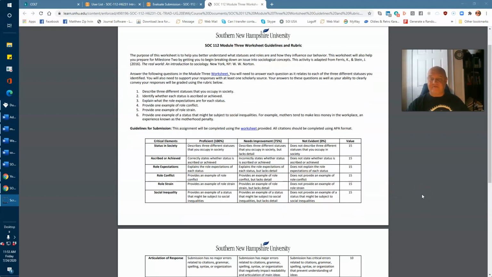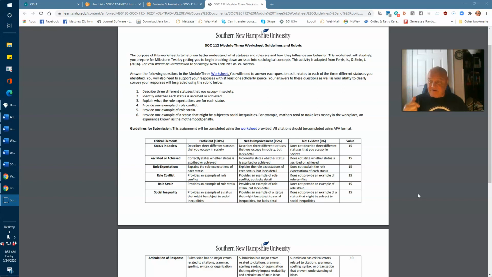Hello everybody, this is a follow-up to my grading of worksheet 3-1. That was on social statuses, on roles, statuses, and the concept of role strain and the concept of role conflict. I want to go over this with you. First I'm going to share the rubric. That's going to be the first thing I'll do.